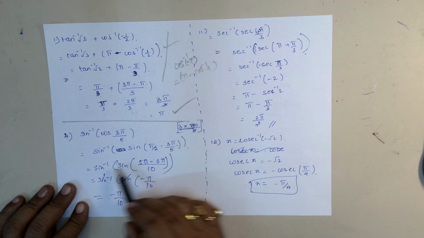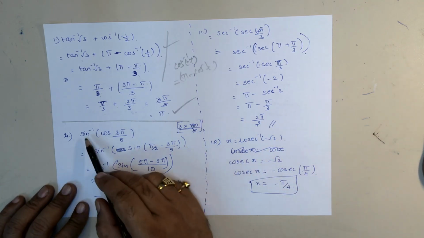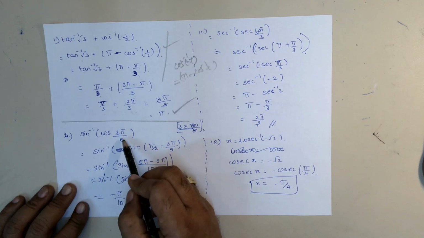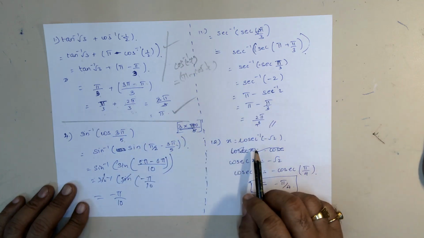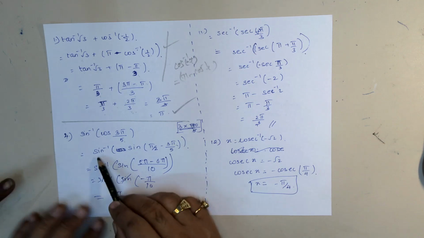And what about the fourth sum? Evaluate sine inverse of cos of 3 pi divided by 5. How have you approached this? I wrote the formula, sir.